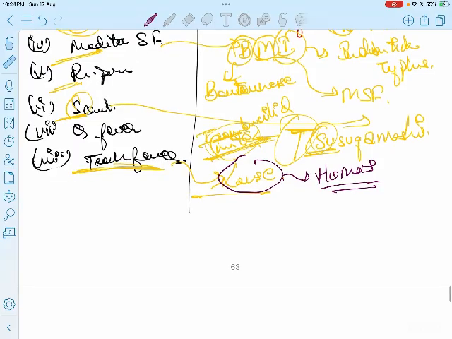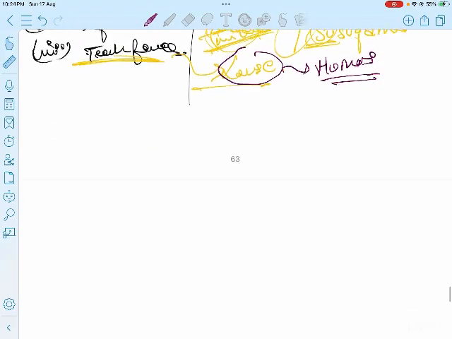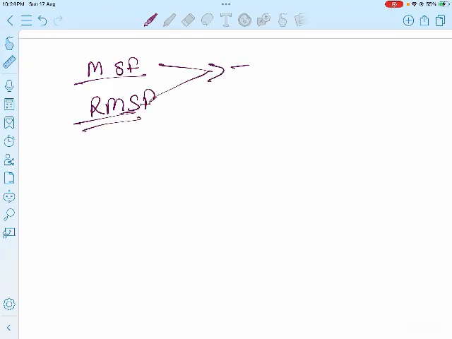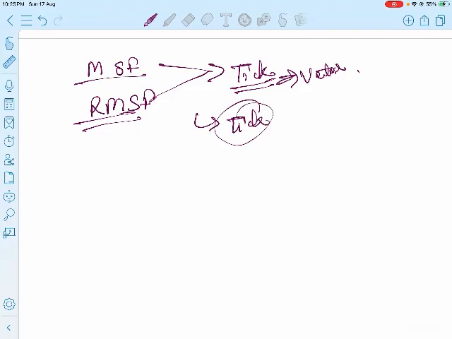Then for Mediterranean spotted fever and Rocky Mountain spotted fever, both of these have tick as the vector. Tick is the vector for both of these. So you can remember it as tick is spotted. Tick spotted. So tick is the common vector for both of them.